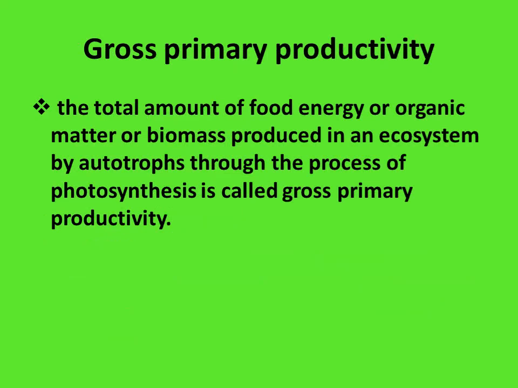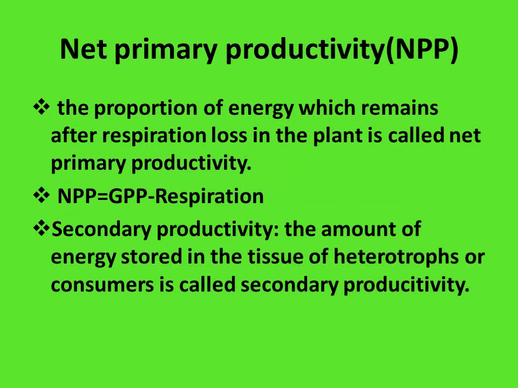Gross primary productivity is the total amount of food energy produced in an ecosystem by autotrophs through the process of photosynthesis. That is called gross primary productivity. The same definition applies for both primary productivity and net primary productivity, NPP.